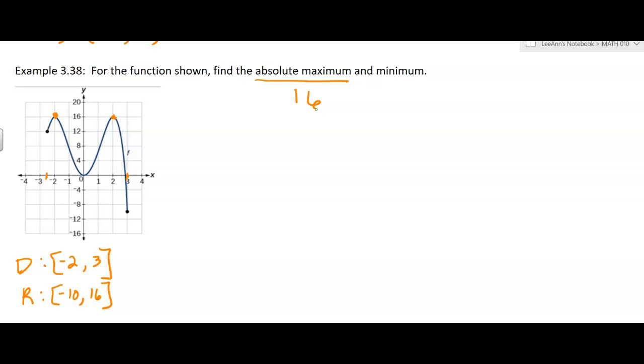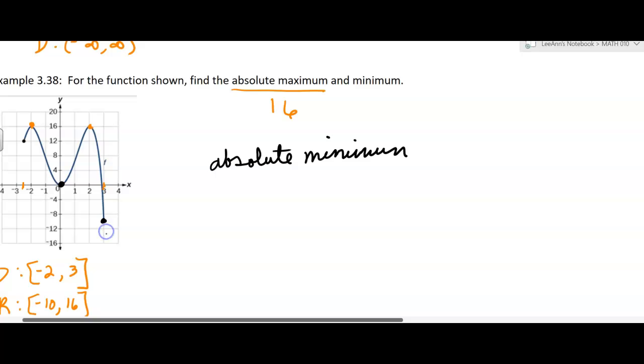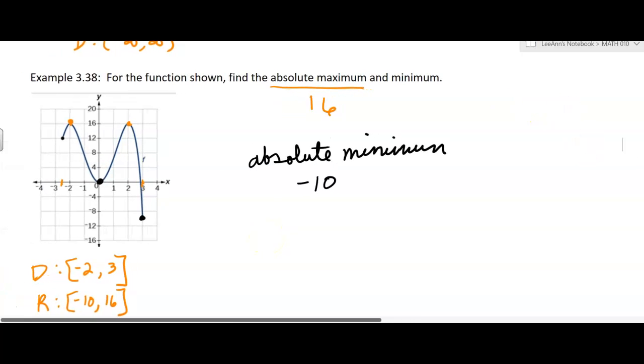Now, what's the absolute minimum? Well, you can say this is a minimum. It's a local minimum, but it's not the absolute lowest point. This is the absolute lowest point right there, like at -10. So you just have a couple things to consider when you're doing absolute maximum and absolute minimum. You can only have one, by the way. If it's absolute, like that is the highest point or the highest output, or if it's the absolute minimum, that's the lowest output.